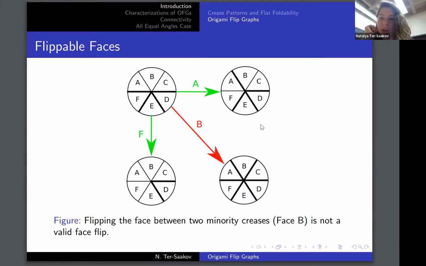Here's an illustrated example. The bolded lines here are mountains and the valleys are unbolded. You can see that from this mountain valley assignment for this crease pattern, we can flip face A and everything's all good. We can flip face F and this still is valid. But if we flip face B, we now have only mountains and no valleys, and that has mountains minus valleys equals 6, which is not valid. So this is an example of flippable faces. And so if we are given a crease pattern, we can draw an origami flip graph.